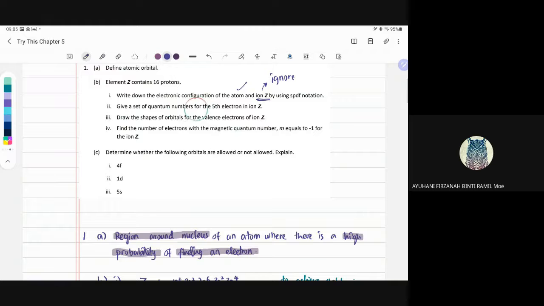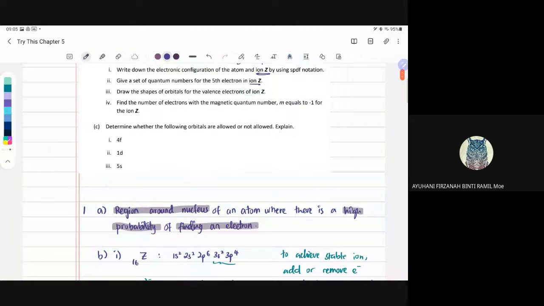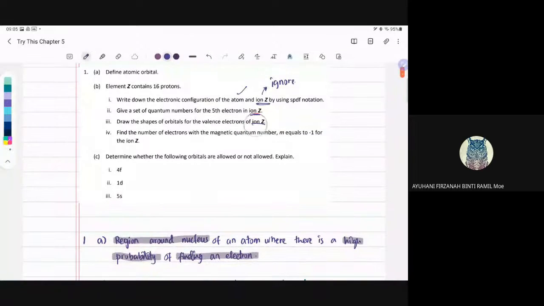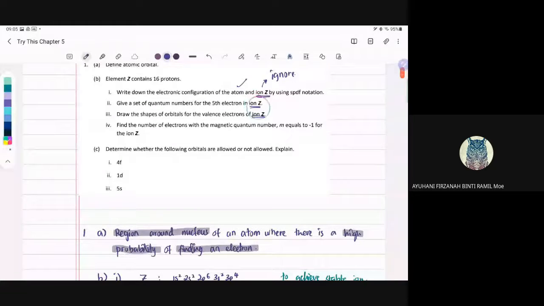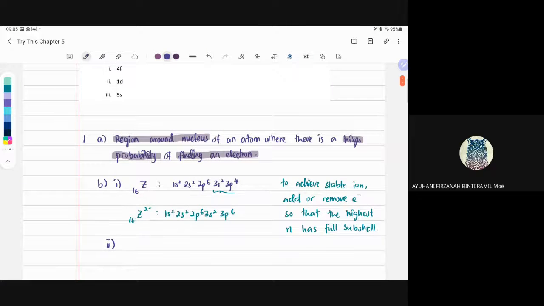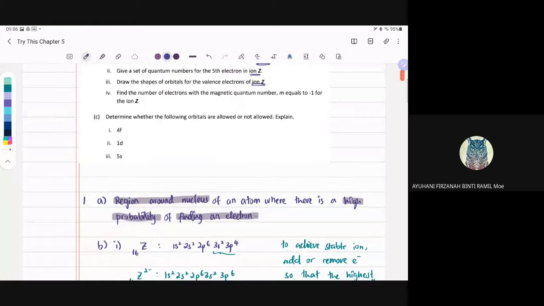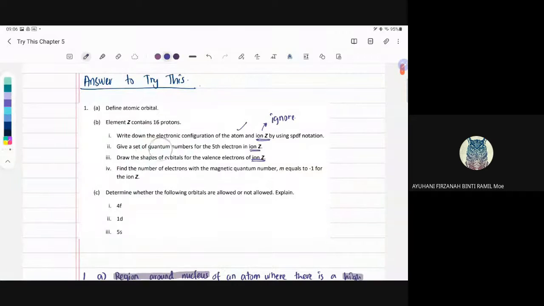Give a set of quantum numbers for the fifth electron in ion Z. Alamak, ni semua soalan ion. Tak apa. Okay, so ion Z. So this one I don't expect you to be able to answer juga. But if you did manage to answer, dia untuk atom dengan ion sama je dekat sini sebab elektron kelima adalah dekat 2p ni. Kalau kita tengok 1, 2, 3, 4, 5 dekat sini. Ni pun sama. 1, 2, 3, 4, 5. Okay. So dia minta set of quantum numbers untuk elektron kelima.